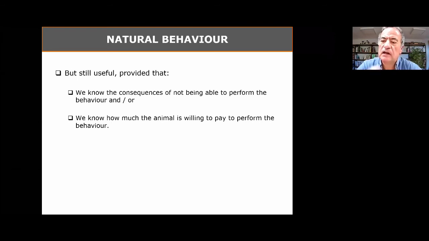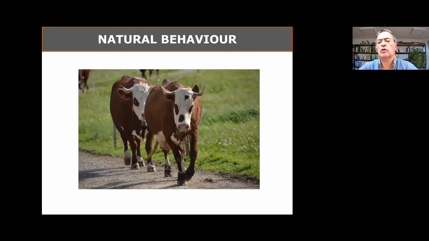Do we know which natural behaviors are important enough so that the welfare of the animal is going to be compromised when it is not able to perform them? Or if you want to put it another way, do we know which behaviors are so important that the animal is willing to pay a high price to perform them? Well, the answer is yes, we do have a lot of knowledge on these issues. Some knowledge comes from farm animal welfare research on cows, pigs, chickens, and so on.